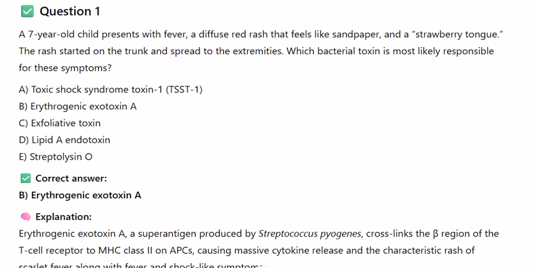Question 1. A 7-year-old child presents with fever, a diffuse red rash that feels like sandpaper, and a strawberry tongue. The rash started on the trunk and spread to the extremities. Which bacterial toxin is most likely responsible for these symptoms?